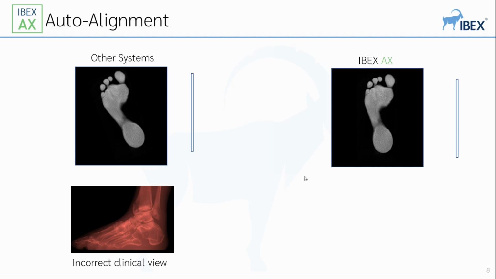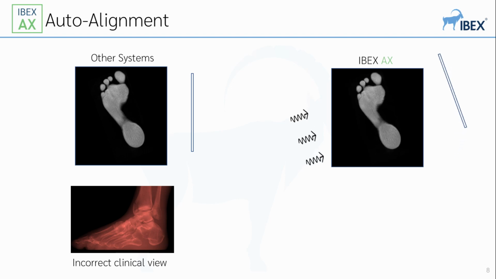Let's now take a look to the top right of the screen where we can see how IBEX AX overcomes this challenge. In this case, IBEX AX understands how the patient is positioned within the 3D volumetric data, and so let's look at what happens when the patient is positioned in an unexpected way within the 3D data. As you can see, as the patient position changes, the virtual source and detector system are able to automatically adapt to these changes to ensure that when we image the foot, we still get an accurate clinical view.